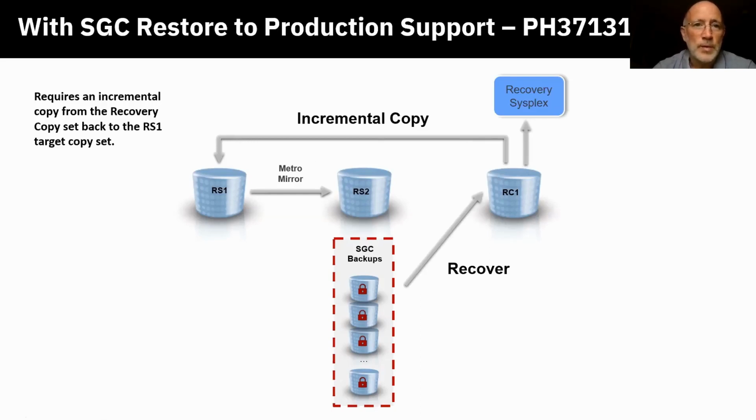With this new support and complementary support within the DS8000 on the 9.2 bundle, with PH37131, what we can now do is what we call a prepare copy, which under the covers is essentially doing a recovery to the RC1 set and establishing a series of bitmaps. And once you've done the prepare copy, you can then do an incremental restore back to production. So you can avoid doing this full copy back to production with this support at the end of November.